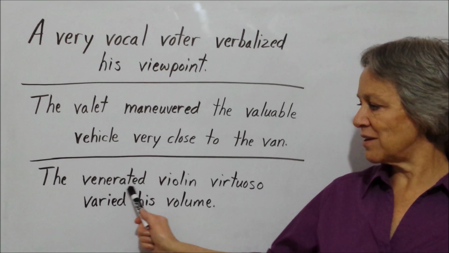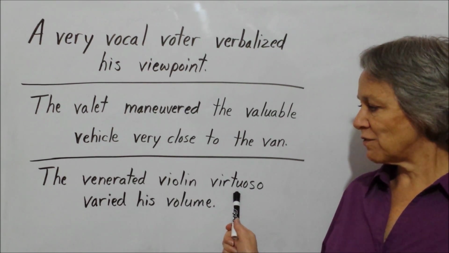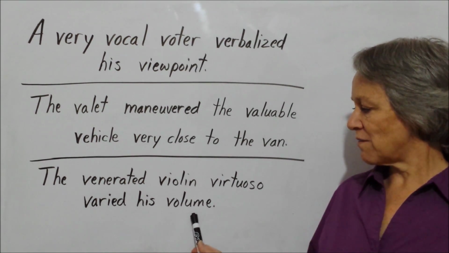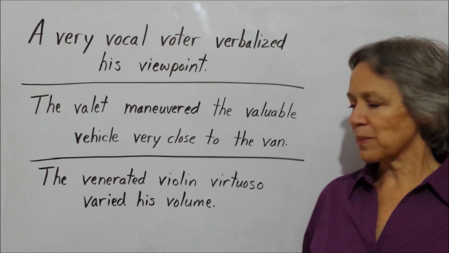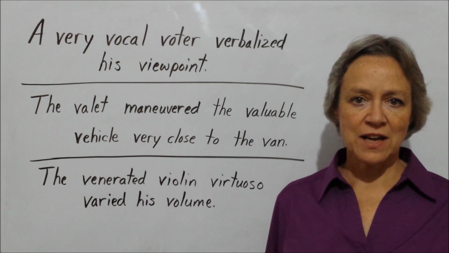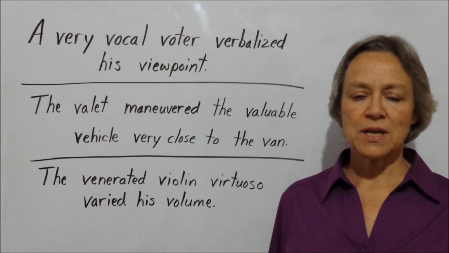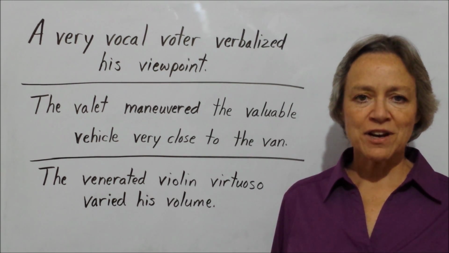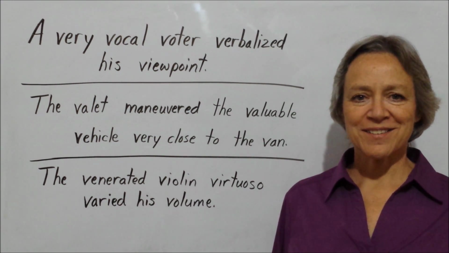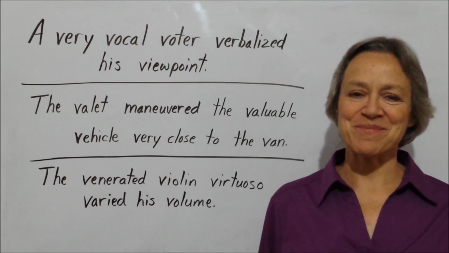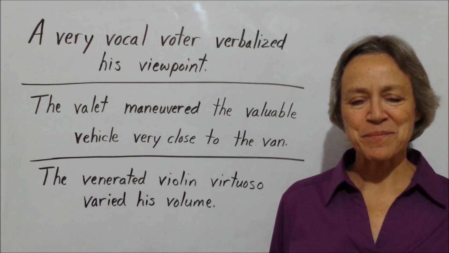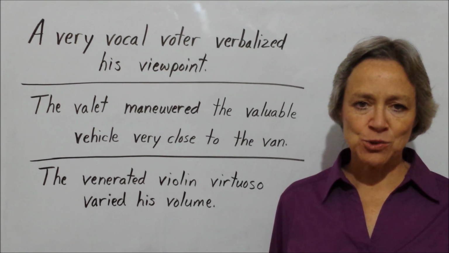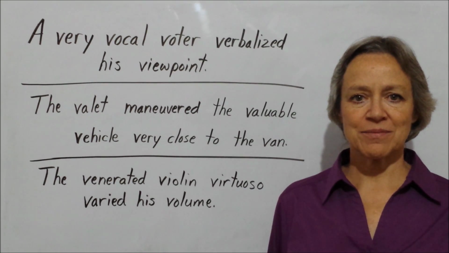The venerated violin virtuoso varied his volume. The venerated violin virtuoso varied his volume. The venerated violin virtuoso varied his volume. I almost forgot the sentence. Okay, one more time for that one. The venerated violin virtuoso varied his volume. That was better.